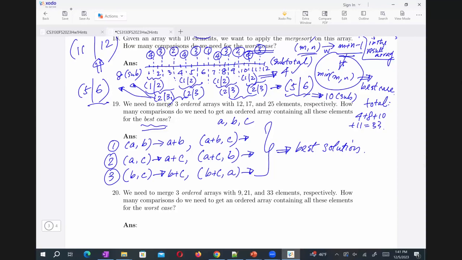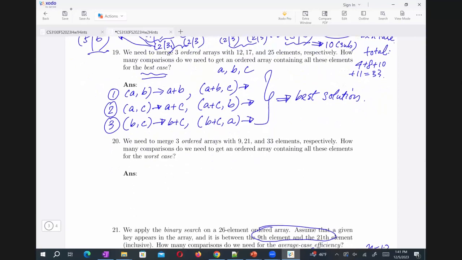That's how you do it. What about the worst case, like in the 20th question? Worst case, you do the same way, just use a different formula. For the best case, when you do the merge, you use the best case formula. For the worst case, use the worst case formula.